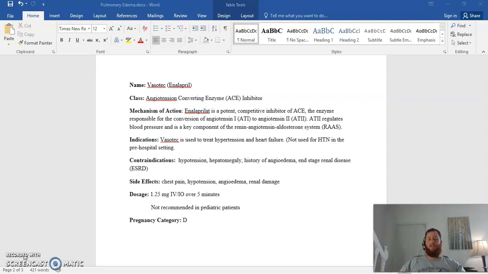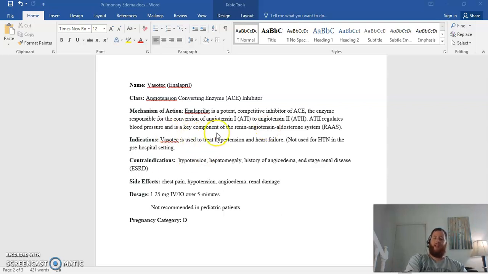So Vasotec is used after nitroglycerin. It is not your first line drug for acute pulmonary edema, and this is still a fairly new drug in North Carolina, at least the pre-hospital setting. This was only added into the protocols a couple of years ago, but it works really well.